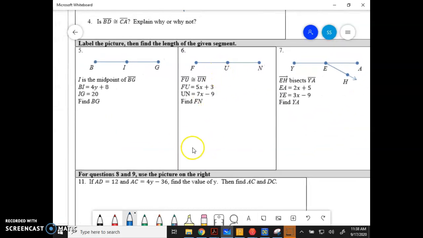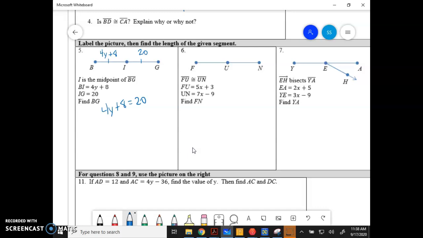All right, number 5. I is the midpoint of BG. Okay, so I know that BI and IG are congruent. So let's see what we have. BI is 4y plus 8, and IG is 20. Okay, so find BG. So all I have to do here is 4y plus 8 is equal to 20, and solve. Okay. You guys can go from there.